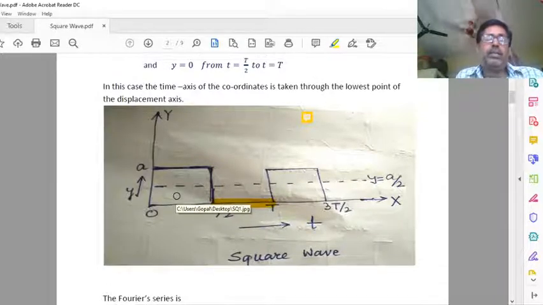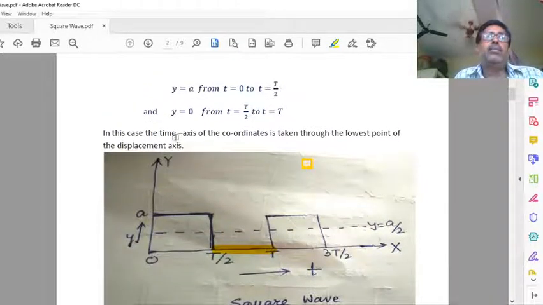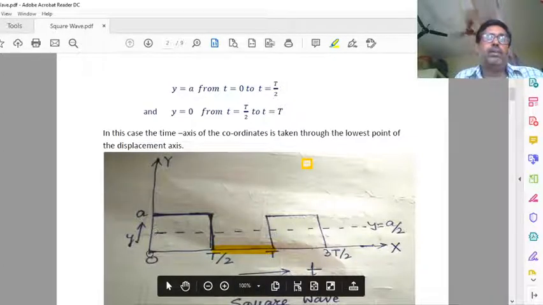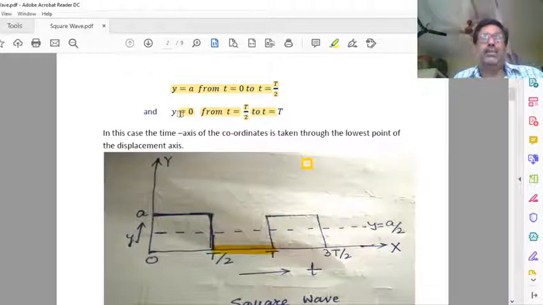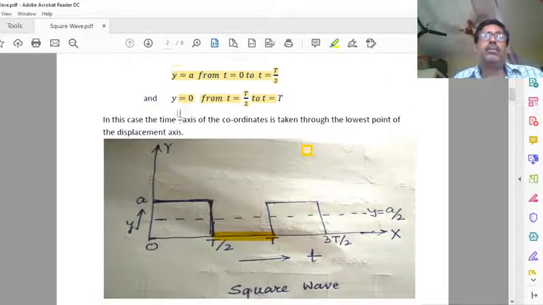So I have written here y is equal to A from time t is equal to 0 to t is equal to T by 2, and between T by 2 to T, y is equal to 0. And this condition will be applied later on.